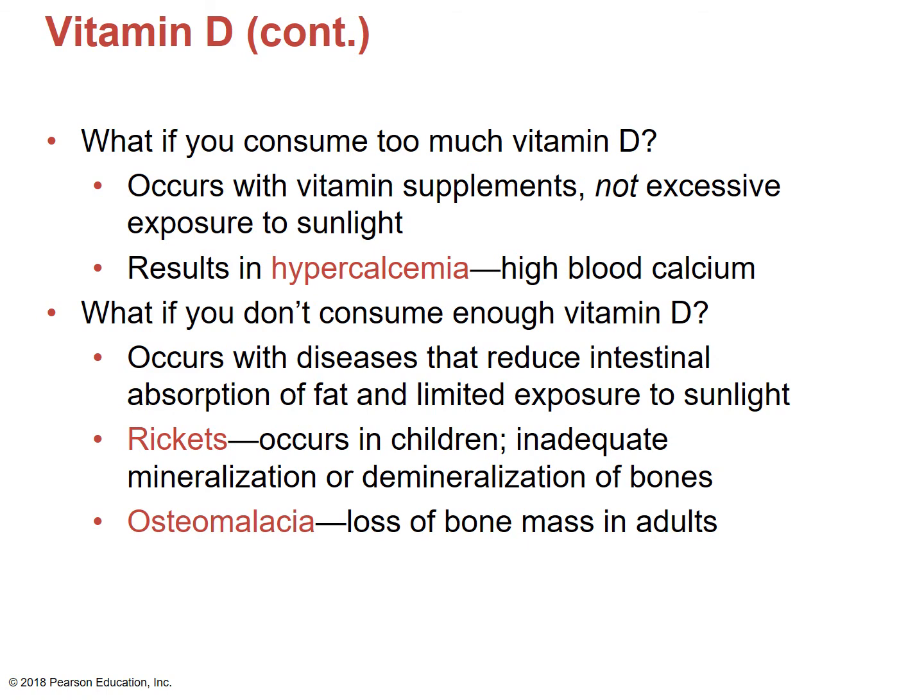Vitamin D deficiency disease in children, called rickets, is caused by inadequate mineralization or demineralization of the skeleton. The classic sign of rickets is deformation of the skeleton, such as bowed legs and knocked knees. However, severe cases can be fatal. Rickets is not common in the United States because of the fortification of milk products with vitamin D, but children with illnesses that cause fat malabsorption or who drink no milk and get limited sun exposure are at increased risk.